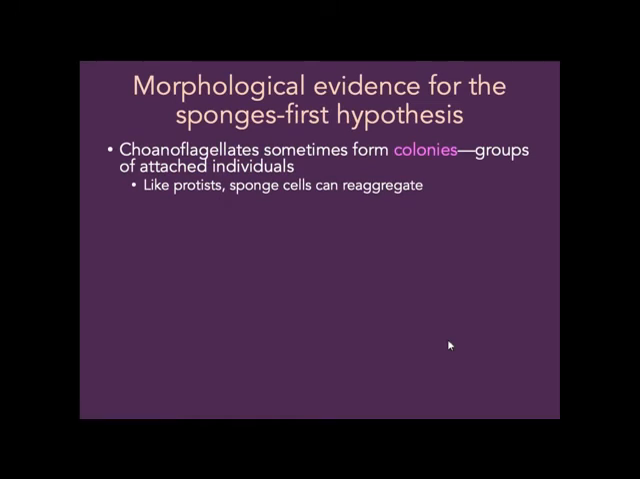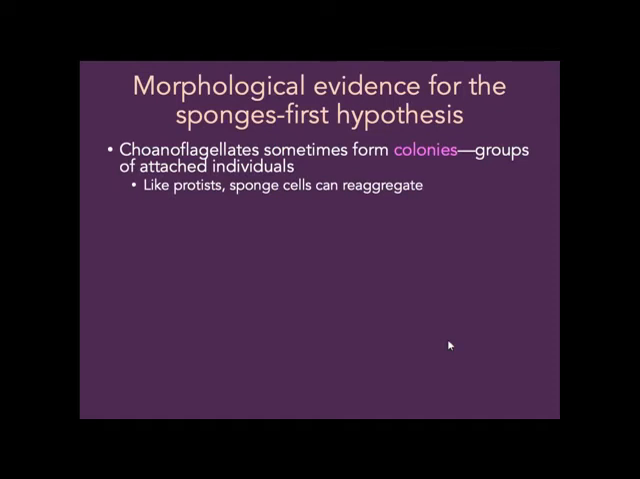Okay, so there's also morphological evidence for the sponge's first hypothesis. The choanoflagellates will form colonies, groups of attached individuals. One thing that sponges can do that no other animals can do is they can reaggregate. So if you separate the cells from each other, they can come back together again and form a living thing, right? If you took any other kind of animal and pushed it through a colander or a mesh, that animal would just be smushed and would be dead.